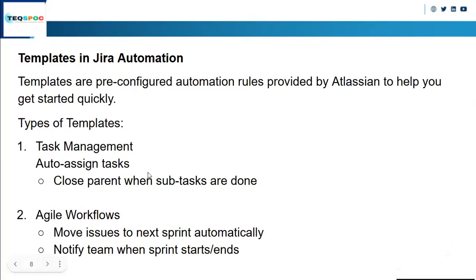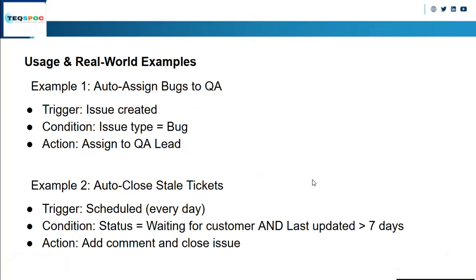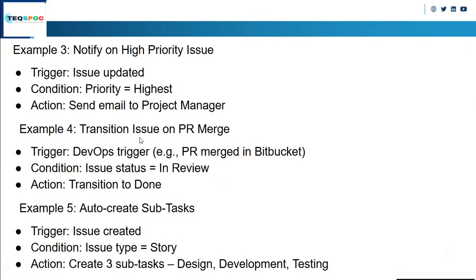So with all this activity, there are predefined templates. We can use that template for the automation. We use the template to quickly set up the common rules, or you can customize them to meet your exact need. Now, uses and real world examples, these are different types of examples which we will do.